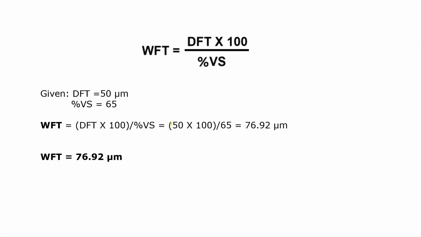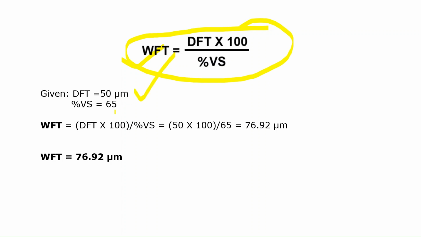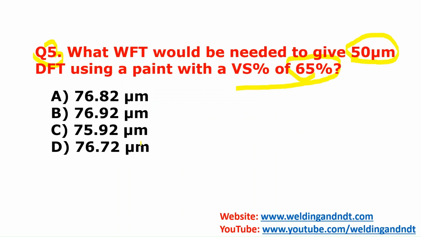So we will use our second formula, that is WFT equal to DFT into 100 by percentage volume solid. So our DFT is 50 micrometer and percentage volume solid is 65. So DFT into 100 by percentage volume solid, that is 50 into 100 by 65. So our answer will be 76.92 microns. 76.92, that is option B is the correct one.